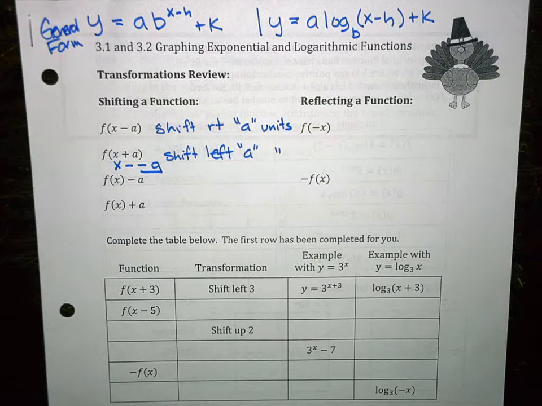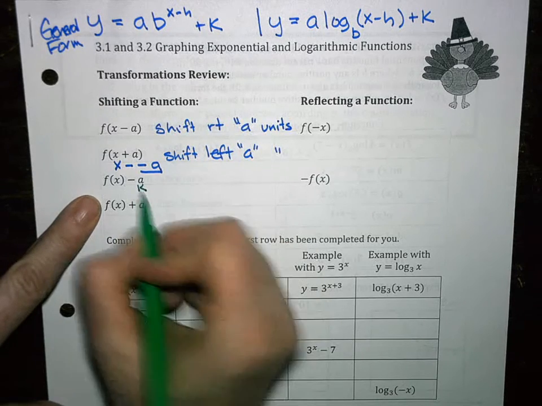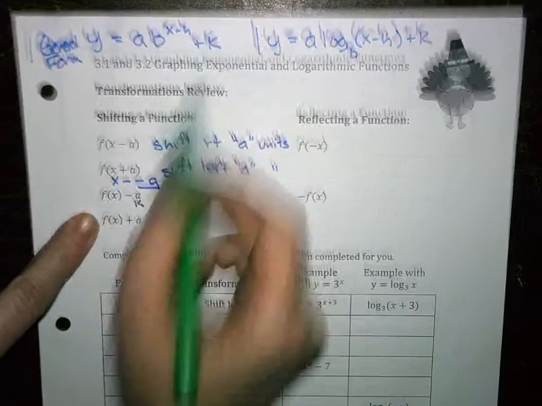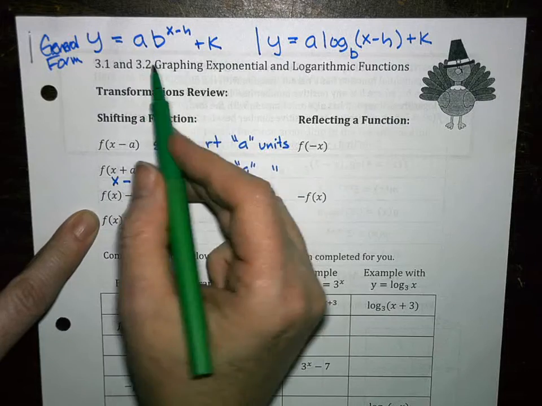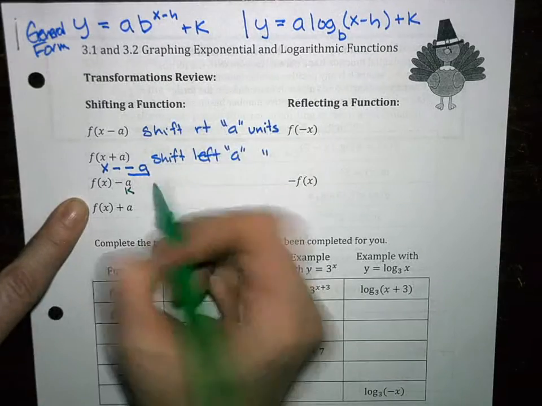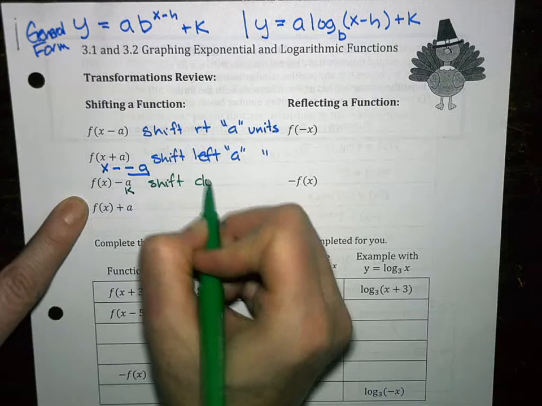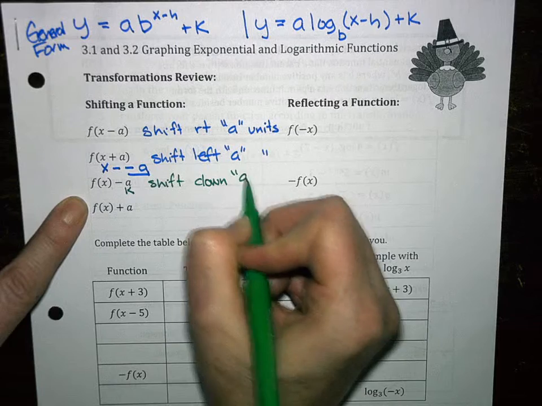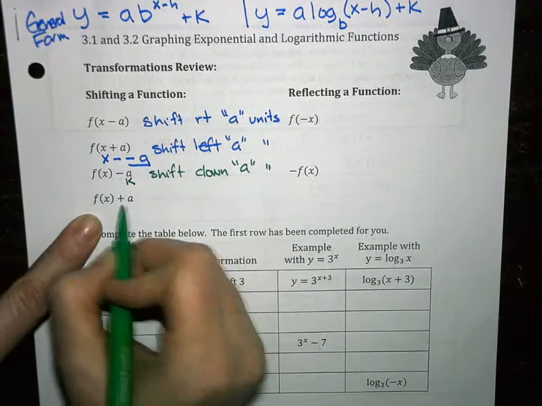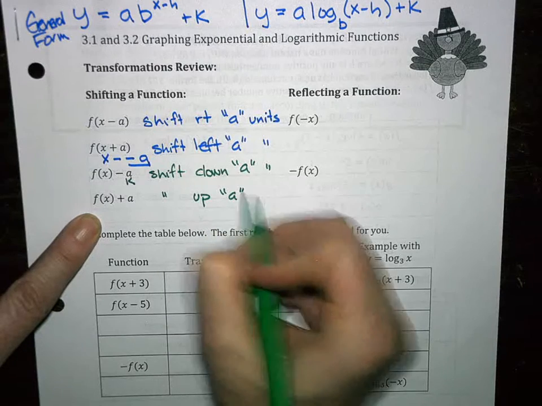Now, when I have an f of x minus a, that's really like a k. So that's our k up here, f of x minus k. So what's happening here? I am shifting down a units. And if I have plus a, I am shifting up a units.